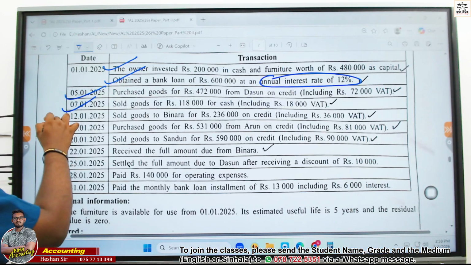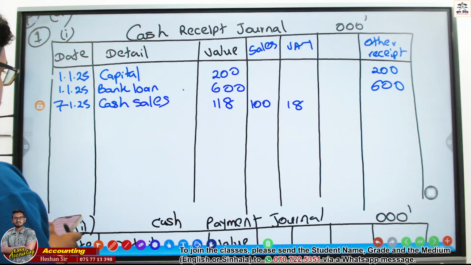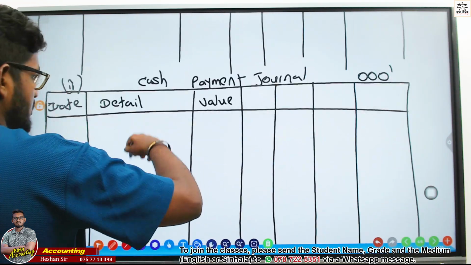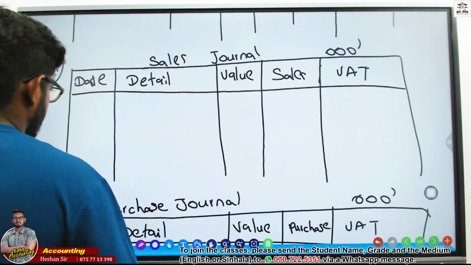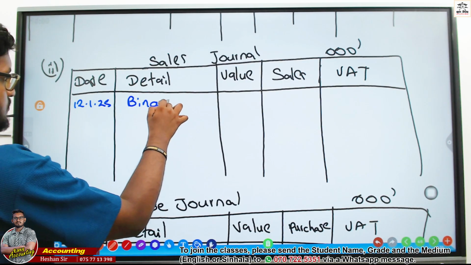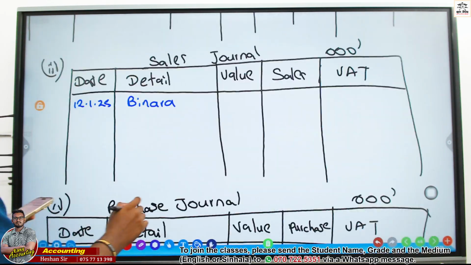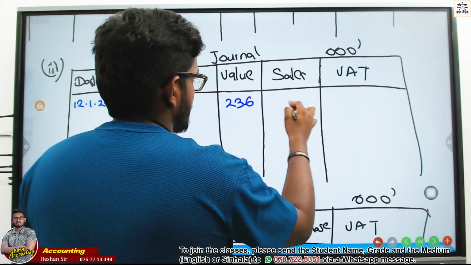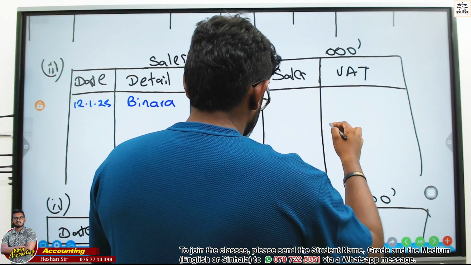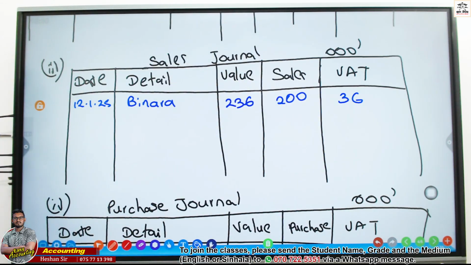Next one. Sold goods to Binara 236 on credit. It goes to the sales journal. 12th of January. Binara. Including VAT 236. Include value is 236. VAT is 36, right? VAT is 36. Here sales is 200.